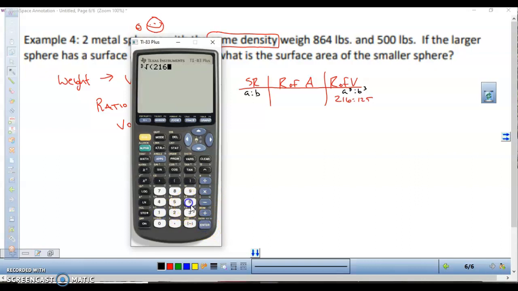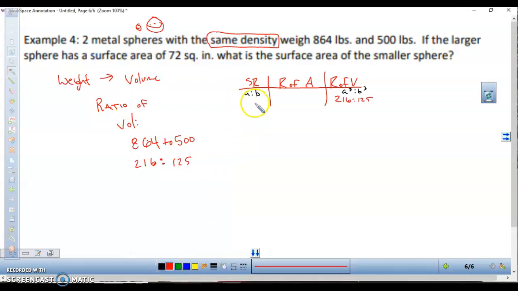The cube root of 216 is 6. And I'll find the cube root of 125, which we should know after the other problems, is 5. But let me just show you in the calculator. It's 5. So the similarity ratio is 6 to 5. And that means the ratio of areas, should I need to know that, is you square that, A squared to B squared, which gives me 36 to 25.